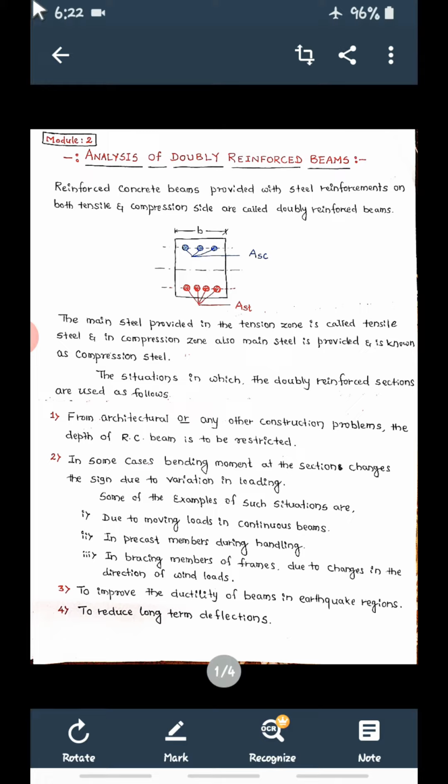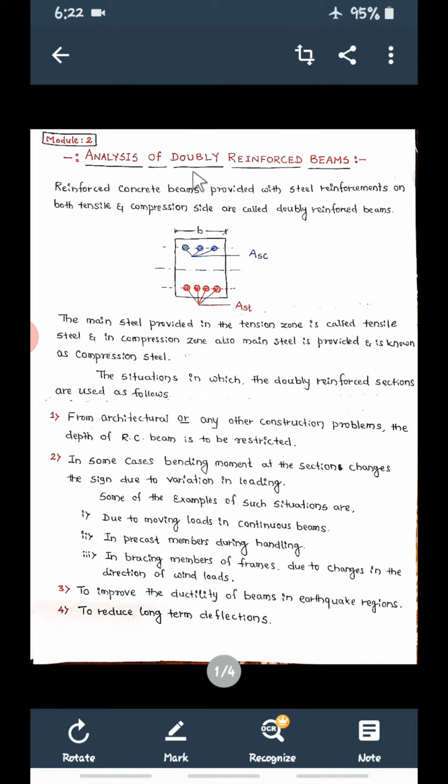Now, in the previous session, we studied analysis of singly reinforced beam, and we considered problems on crack width calculation and deflection calculation. Now let us start with module 2 only. In module 2 we have already completed analysis of singly reinforced beam. Now let us consider, in the same module, analysis of doubly reinforced beam.